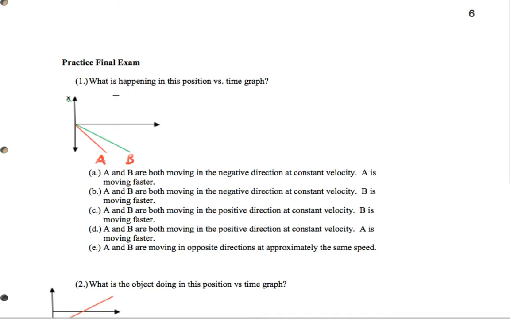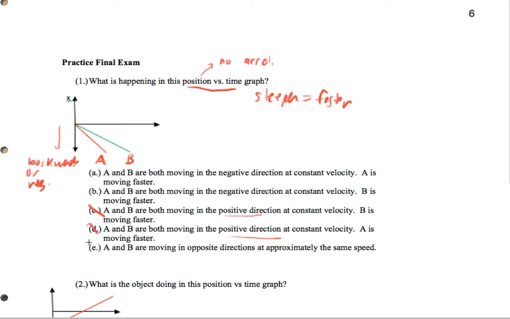So notice because this is position versus time, that tells me that there's no acceleration, because when there's acceleration, position graphs are curved. Now if you remember, steeper equals faster, and we know that since we're moving this way, we're moving backwards. So let's see what it says. And backwards or negative is the direction of motion. So we're not moving in the positive direction at all. So I'm just going to cross this out. We're not moving in the opposite direction either.